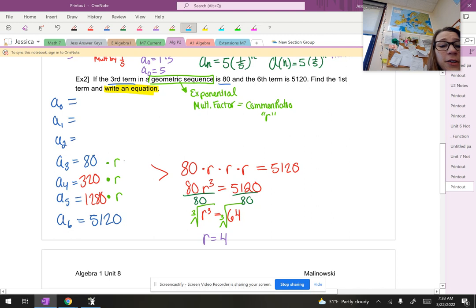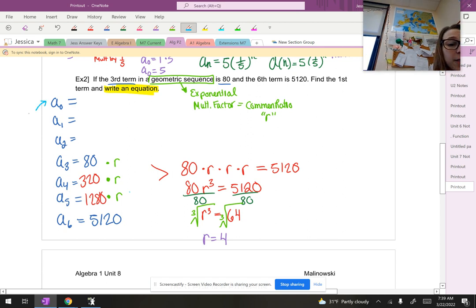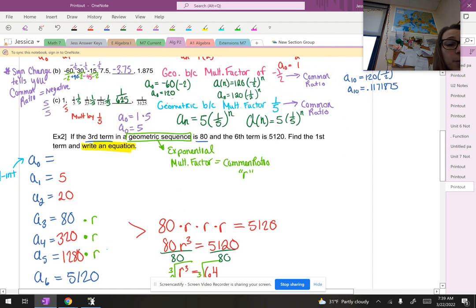All right, so we now know that r is 4. So we now know that we're multiplying by 4, by 4, by 4. So if I want to go backwards from that, I'm going to be dividing by 4 because I need to find that a sub 0. I need to find my y-intercept. So 80 divided by 4 brings me back to 20. 20 divided by 4 brings me back to 5. And 5 divided by 4 brings me back to 5 over 4, or 1.25.